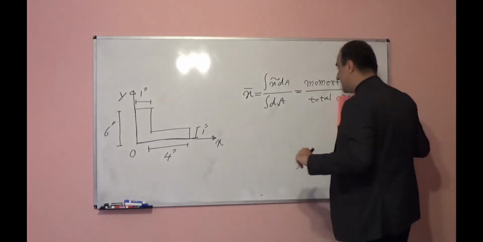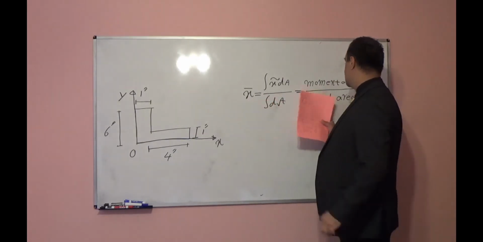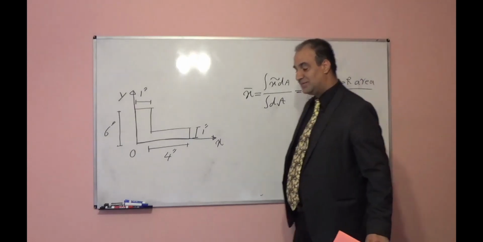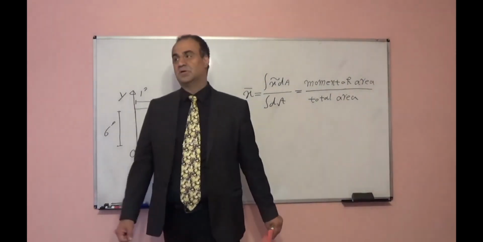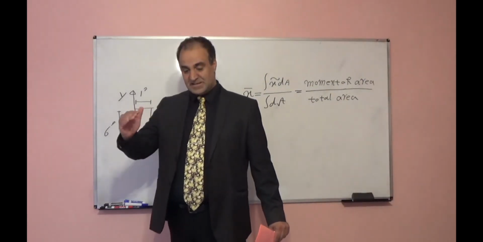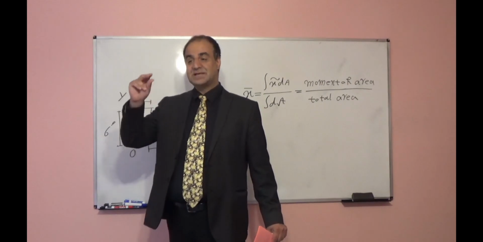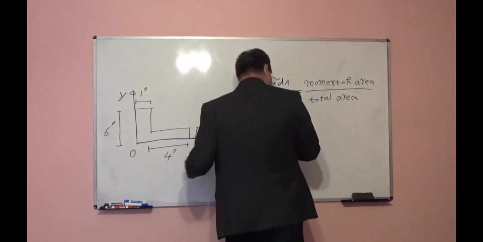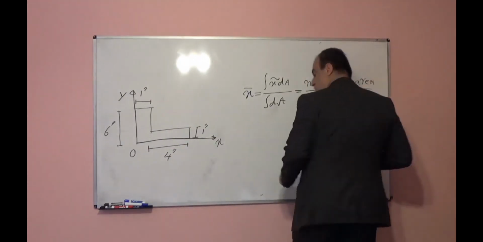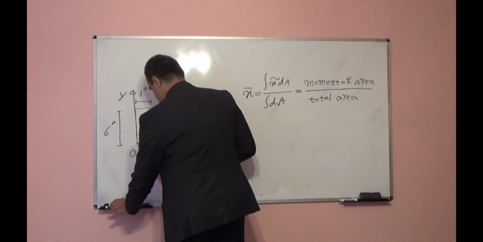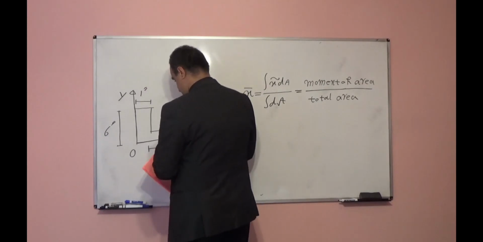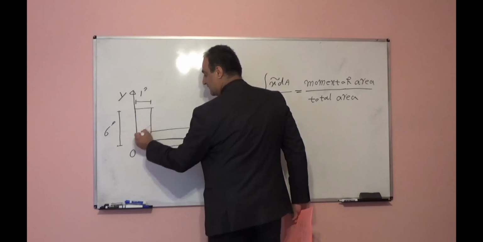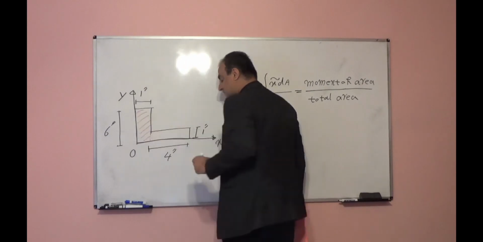So total area times x bar should be equal to moment of area. Now how we will calculate the moment of area? Moment of area means area times the distance of centroid of that area up to one axis. For example, I divide this shape to two rectangular. These are two rectangular. Rectangular 1, rectangular 2.